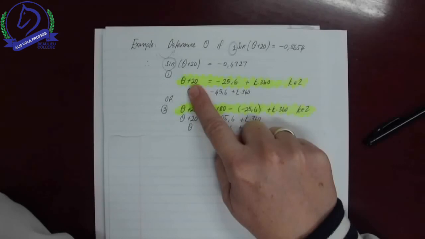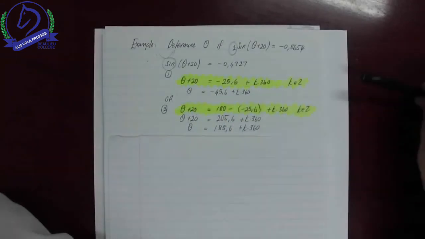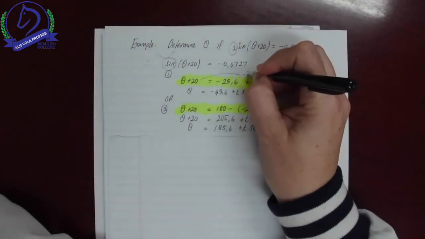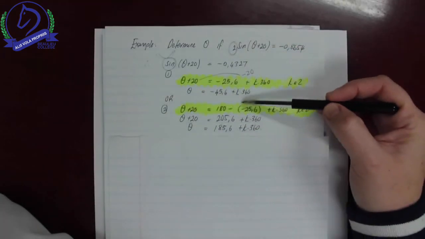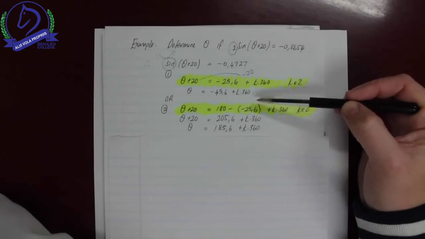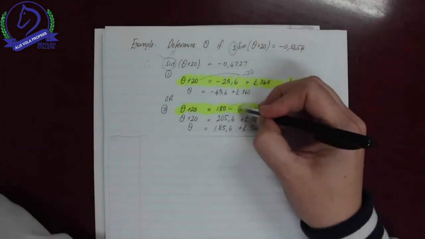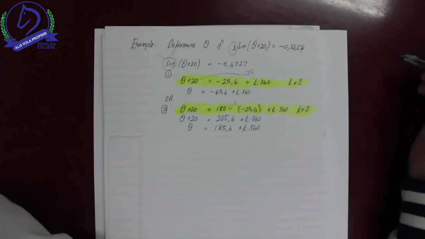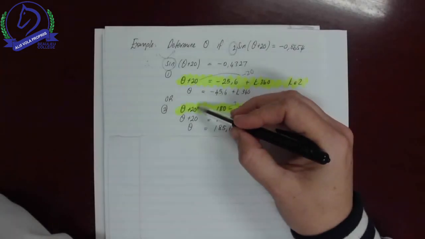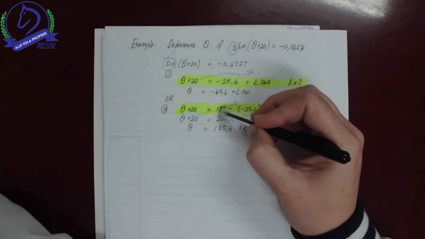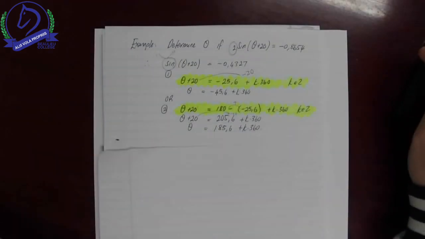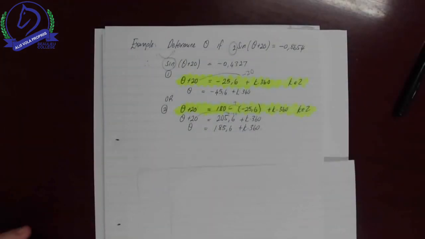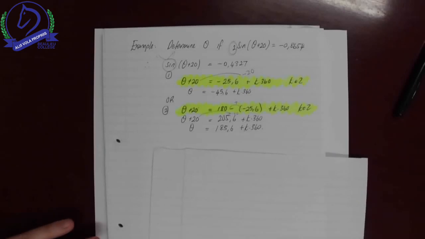Now only the 20 moves over and becomes minus 20. And the same here, theta plus 20 is 180 minus the reference angle. A minus and a minus is a plus. I'm going to add those two, but then plus 20 will go over and become a minus 20. Therefore, my answer of 185,6 plus k times 360.